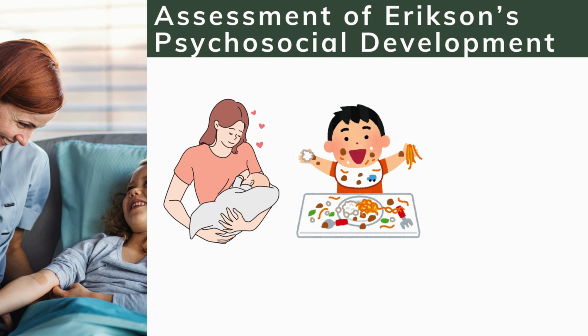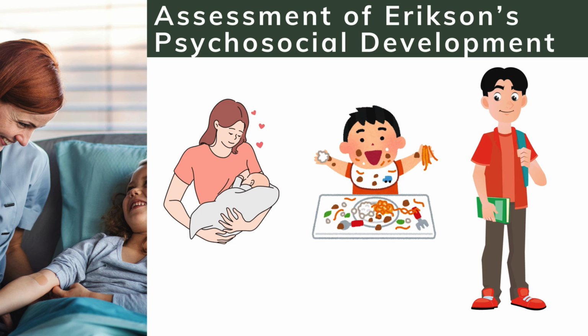During toddlerhood, autonomy versus shame and doubt, we need to evaluate a toddler's sense of independence, such as trying to feed themselves. During adolescence, wherein identity versus role confusion is the conflict, identify if the adolescent has a clear sense of self and future goals.